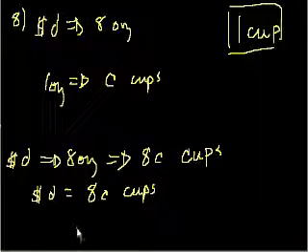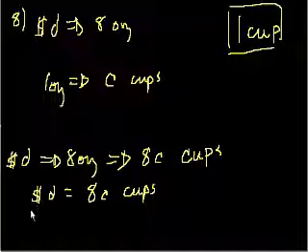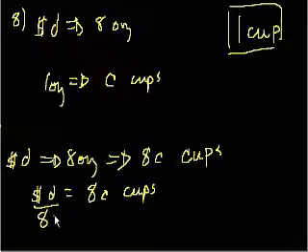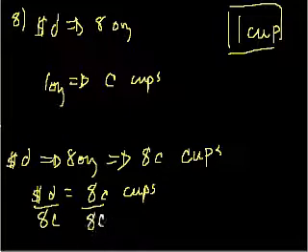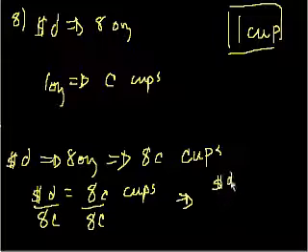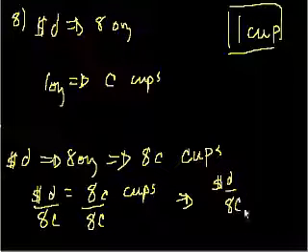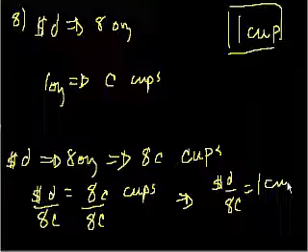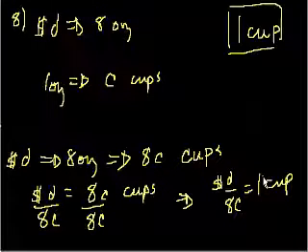But we only want 1 cup. So let's divide both sides of this by 8C. So what are we left with? We're left with D over 8C dollars is equal to 1 cup. And that is choice A.